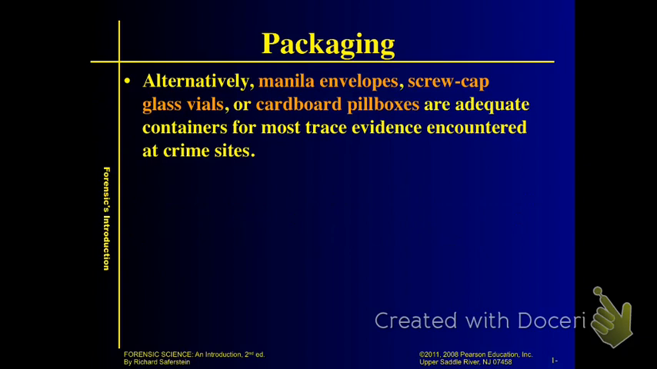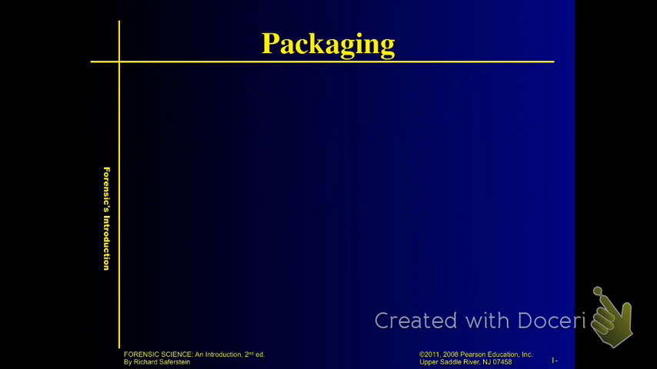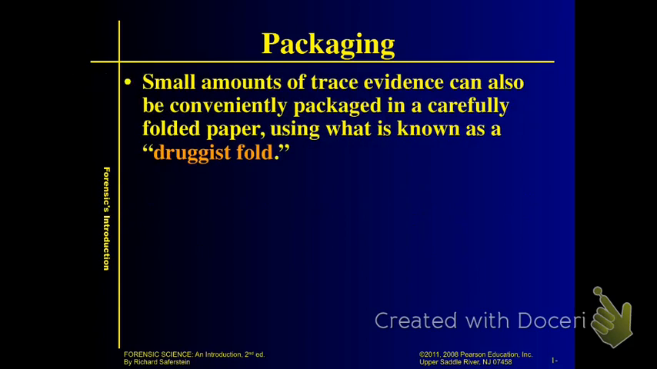Manila envelopes, screw cap glass vials, or cardboard pill boxes are good for most trace evidence encountered at crime sites. Ordinary mailing envelopes should not be used because powders and fine particles can leak out of the corners. So the corners need to be folded in on one another. Small amounts of trace evidence can also be packaged in a folded paper if there's not any of that other stuff available. You can fold a paper into what's called a druggist fold. Remind me in class and I'll show you what a druggist fold looks like. Druggist is an old-fashioned term for a pharmacist.